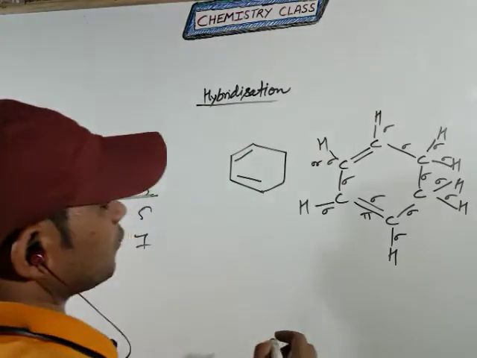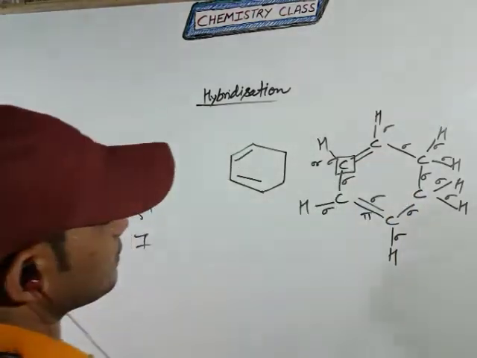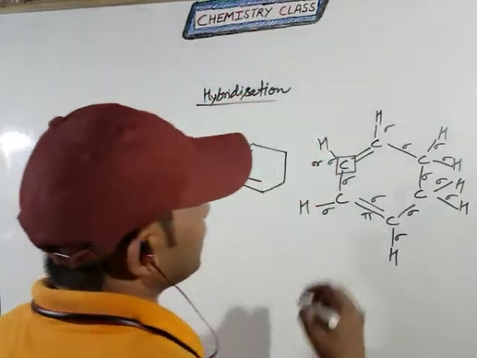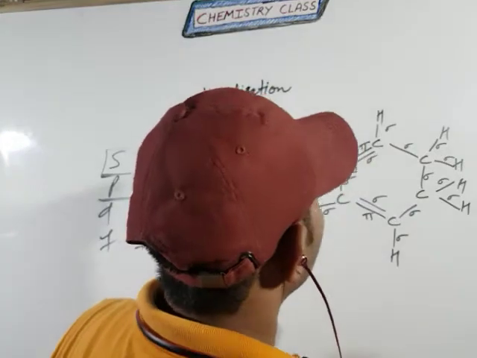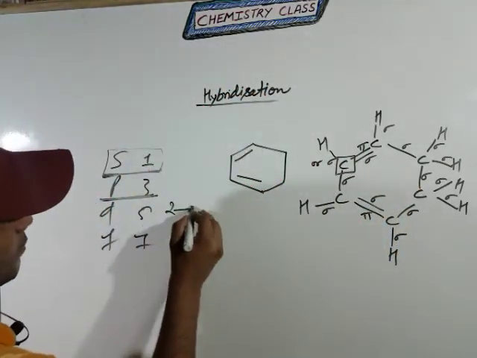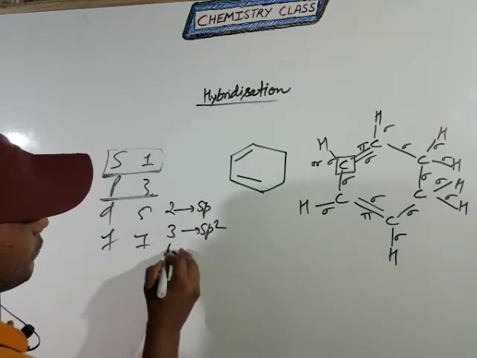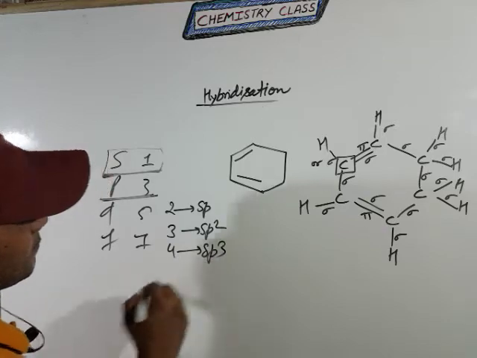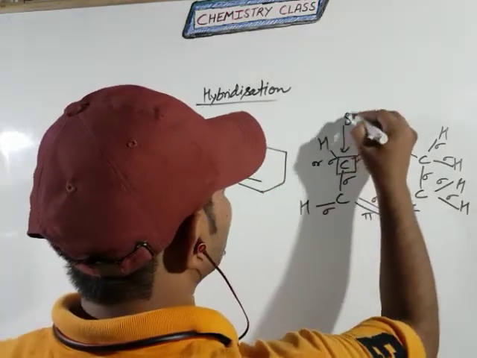If you are calculating the hybridization of a carbon atom, first you mark this carbon atom and calculate the number of sigma and pi bonds nearest to the carbon atom. So in this case 1, 2, 3. If there are 2 sigma bonds, that means sp. If 3, it is sp2. If 4, it is sp3. So in this case 1, 2, 3. That's why the answer is sp2.